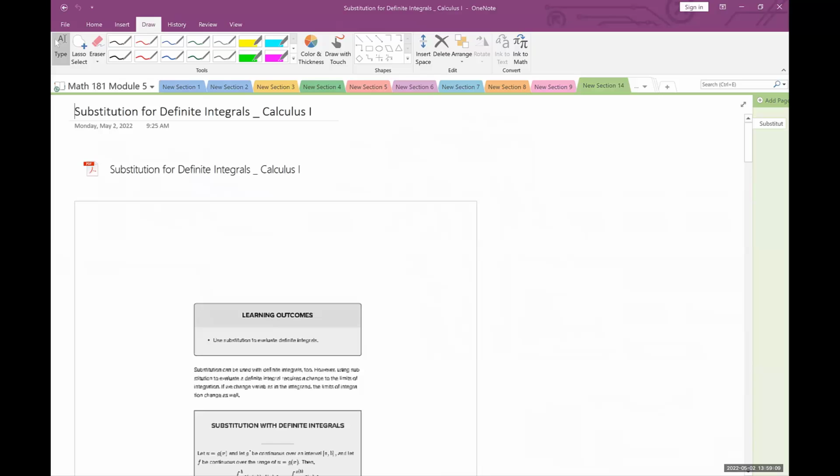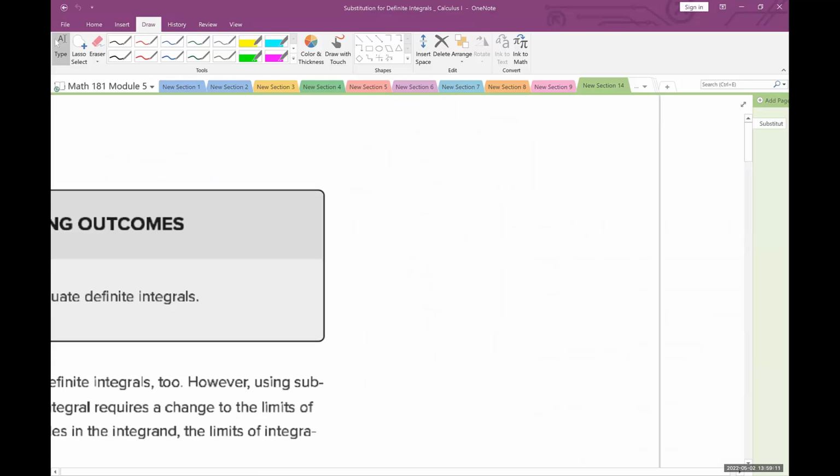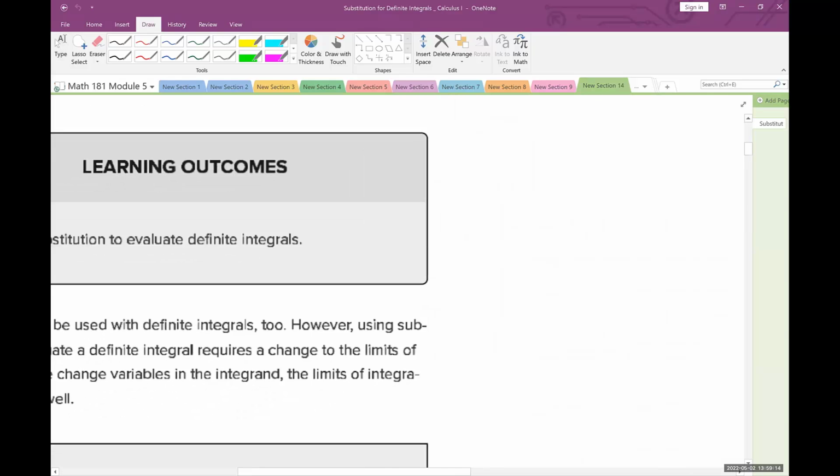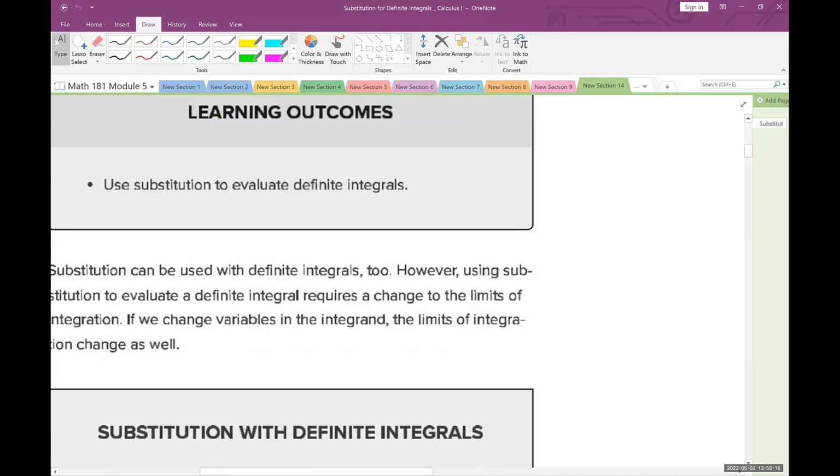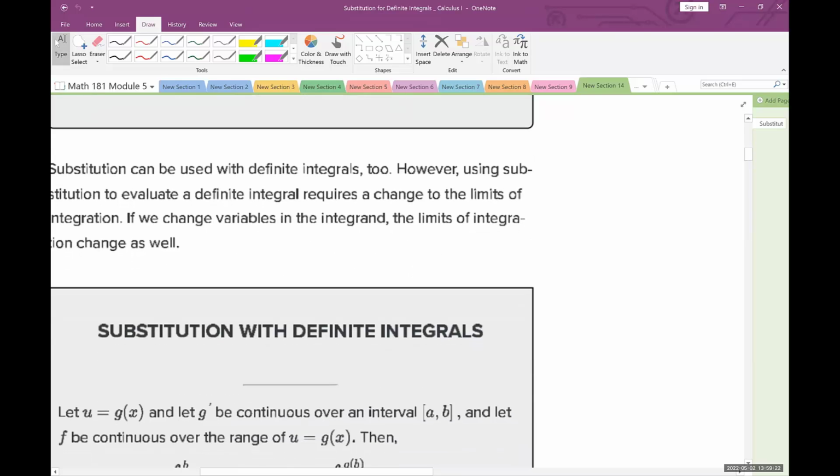It's a substitution, but it's definite integrals instead of indefinite, which means we have limits of integration now. So it's very much the same process, except now we have to consider what those limits are. And there's really two ways of going about this, more than two, but there's two big ways, and we're going to do one of the two ways just to keep it simple.